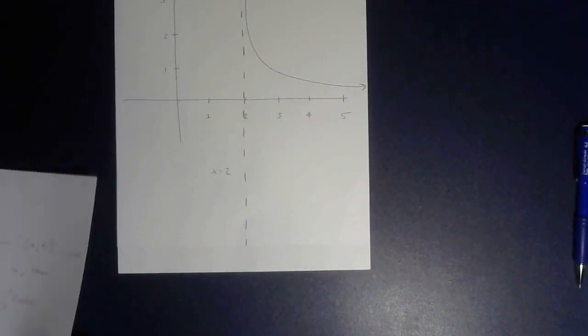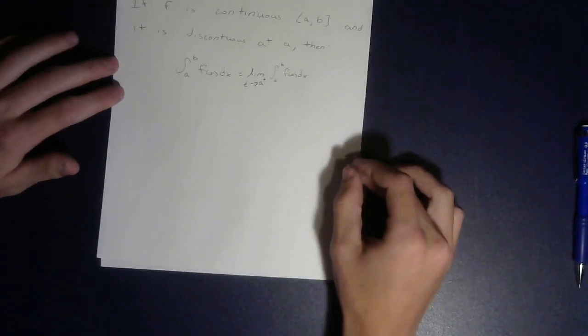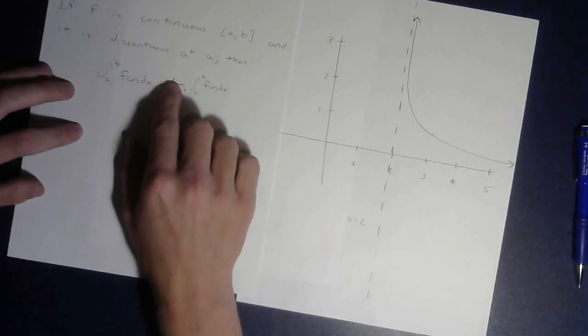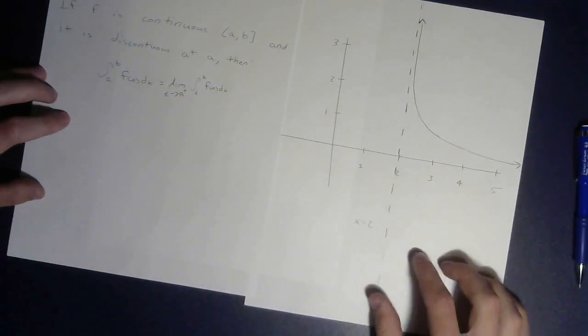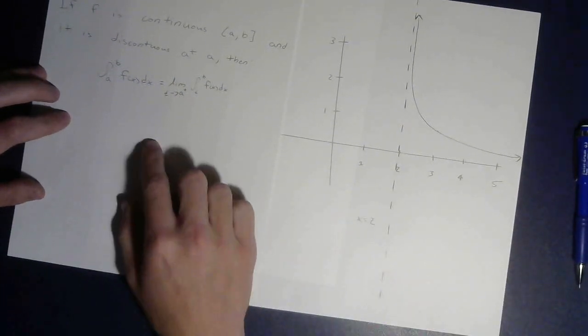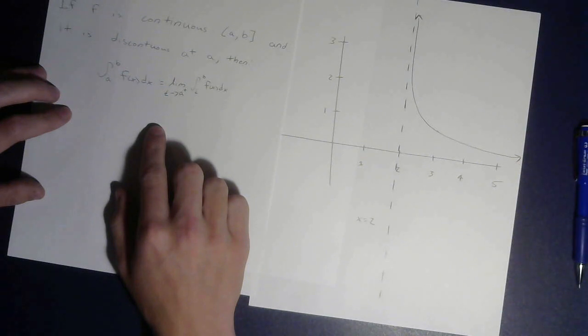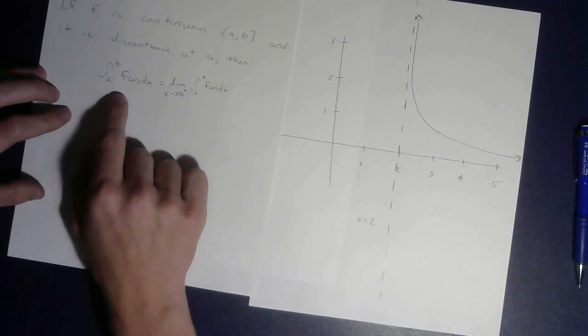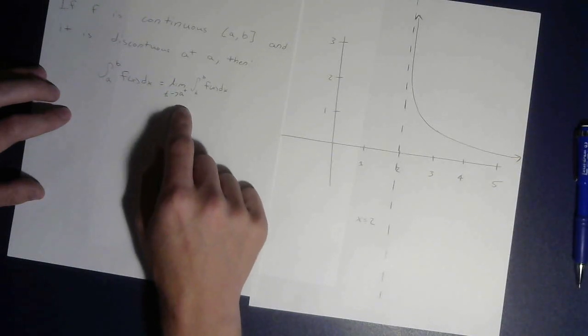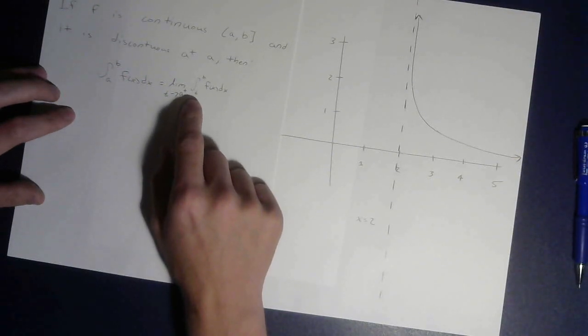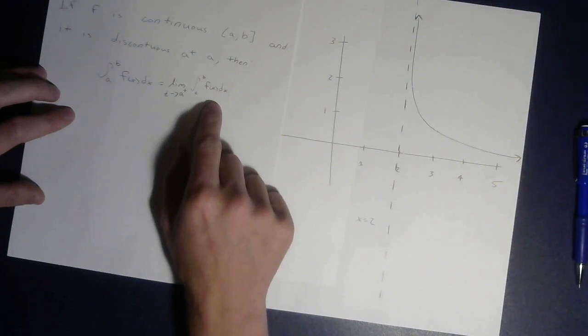Definition 7.8.5, which says that if f is continuous from a to b, not including a, and it is discontinuous at a, just like here, it's discontinuous at 2, then we're going to say that the integral from a to b of f of x is going to be equal to the limit as t approaches a from the right of the integral of t to b of f of x dx.